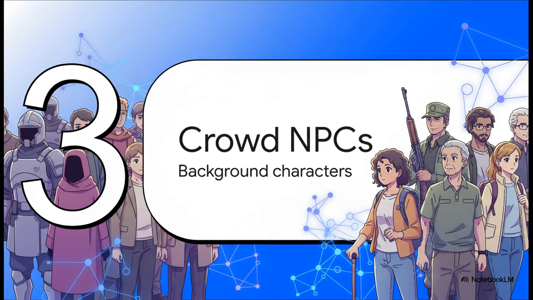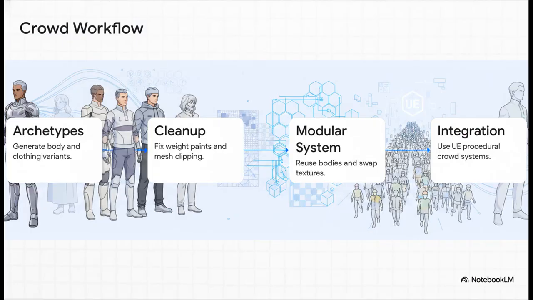Section 3. Populating with crowd NPCs, background characters. Moving slightly up the ladder now. Background characters are your civilians, your guards, pedestrians. Because they're rarely right in the camera's face, they don't need advanced facial rigs. They just need acceptable deformation, which makes them perfect for AI generation. Step 1 is generating body archetypes with Rodin or Hyper3D. Get a male, a female, maybe some armor variants.